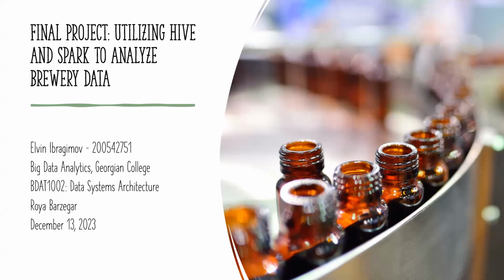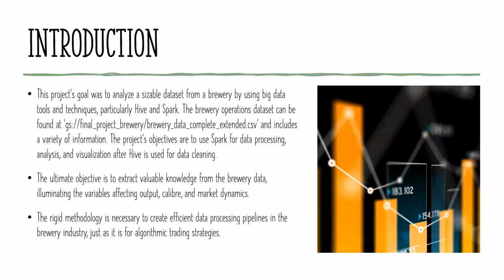The brewery operations data set can be found at GS, Final Project Brewery, Brewery Data, Complete Extended CSV, and includes a variety of information. The project's objectives are to use Spark for data processing, analysis, and visualization after Hive is used for data cleaning. The approach, methodology, difficulties encountered, and solutions put in place during the project are all described in the report. So this was my introduction.